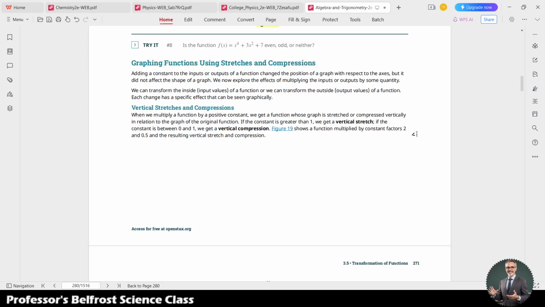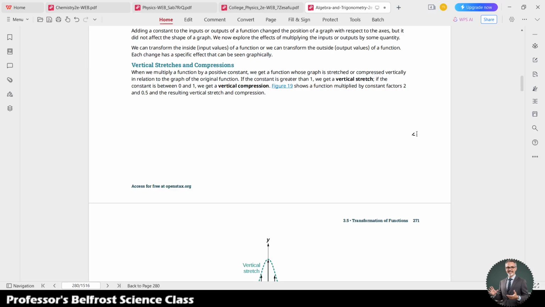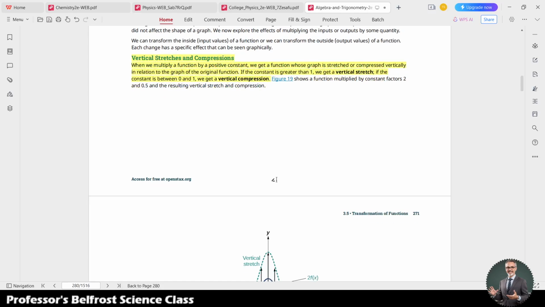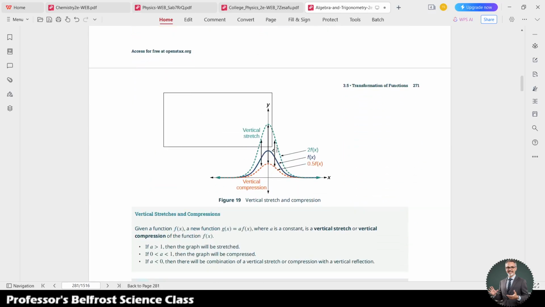Now, graphing functions using stretches and compressions. Okay, so vertical stretches and compressions is the first one. When we multiply a function by a positive constant, we get a function whose graph is stretched or compressed vertically in a ratio to the graph of the original function. If the constant is greater than 1, then we get a vertical stretch. And if the constant is between 0 and 1, then we get a vertical compression. For example, like this. You can see it, right?